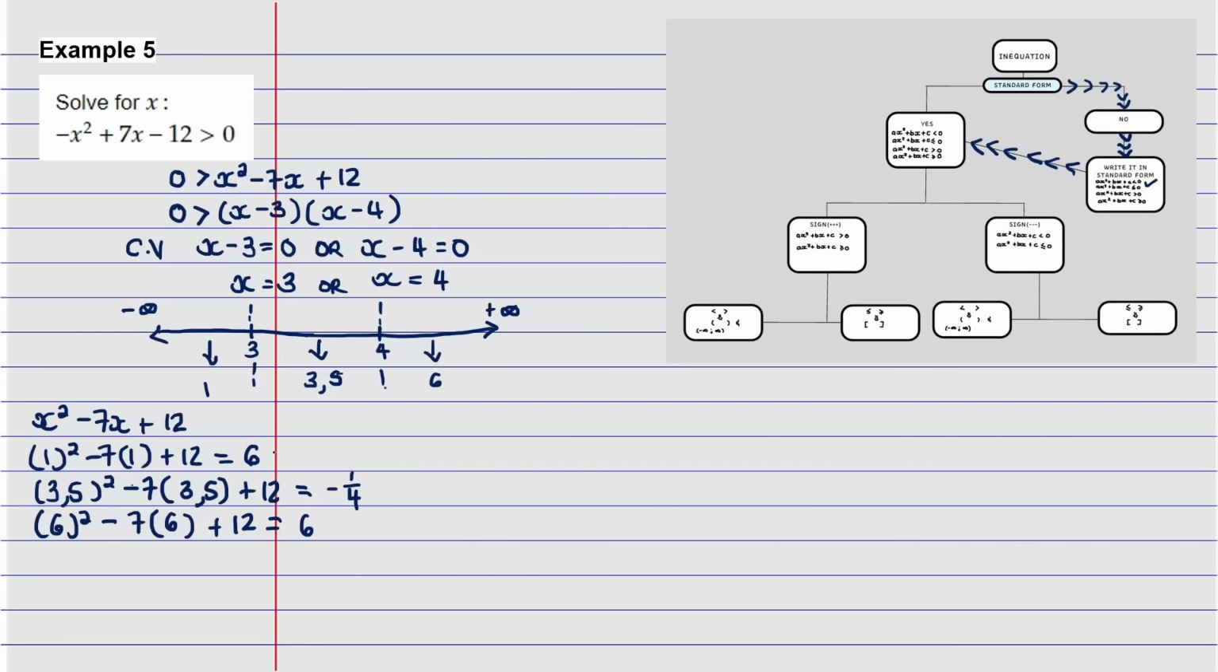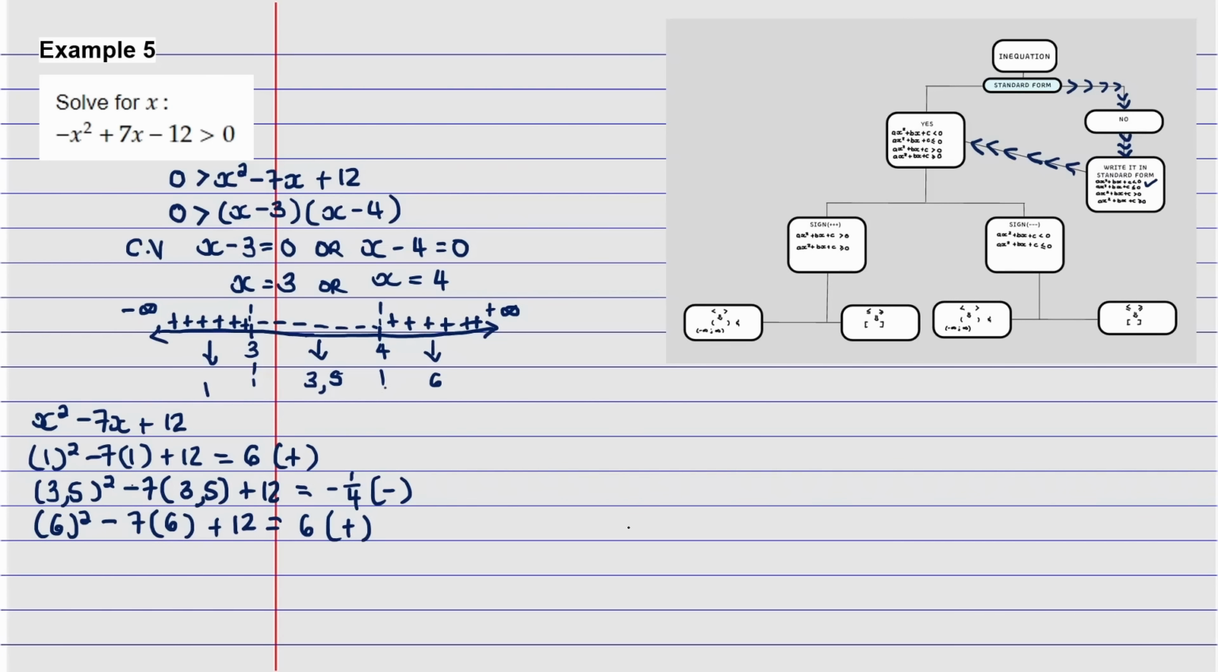I said what's important is only the signs. So this one is going to be positive. This one's going to be negative. And this one's going to be positive. So for the one that we substituted 1, right, we got a positive 6. So here's going to be positive signs, right? For the one that we substituted 3.5, we got negative. So we're going to put negatives here. Then the one that we substituted 6, we got a positive 6. So here's going to be positives, right? So now we have our number line sorted.